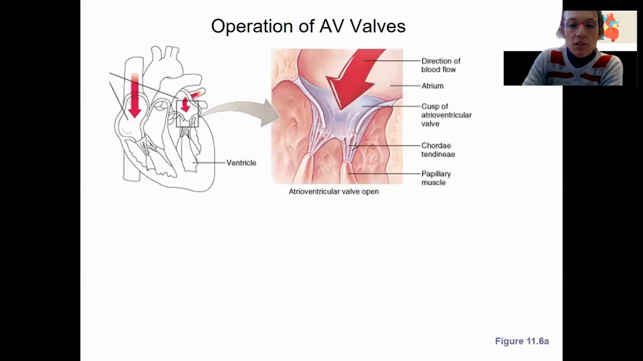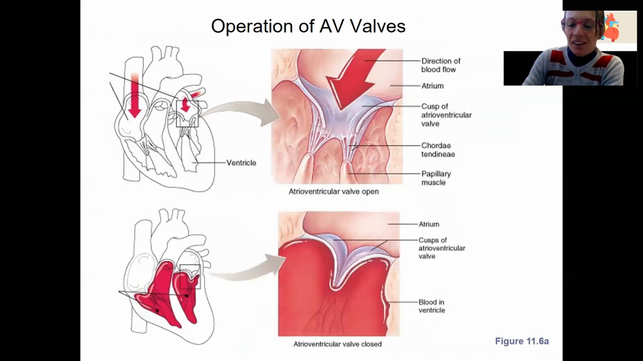Here's the AV valves, passively open, blood flowing through them. When they close, when there's contraction, all the blood is in the ventricle now, and contraction is going to push back and cause these to close, but they're held in place by these chordae tendineae right here.